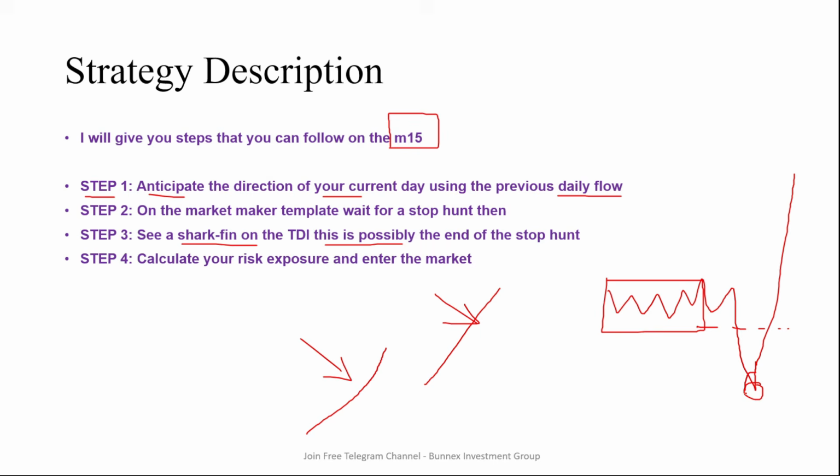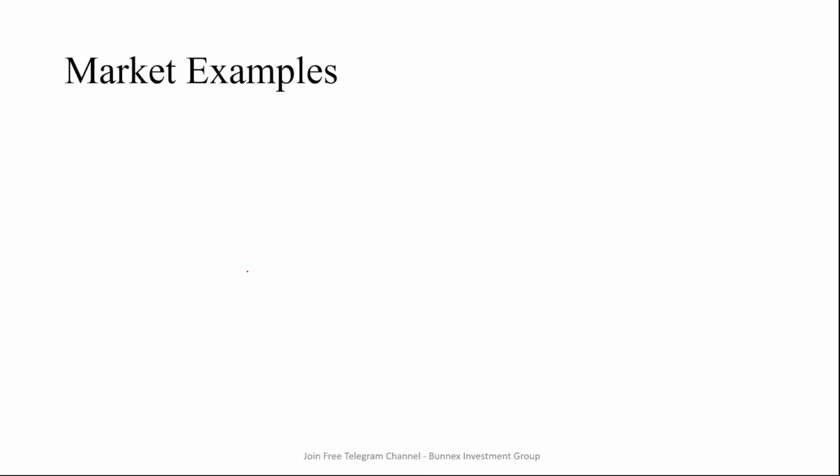How do we know that the stop hunt has ended? We can do so by observing a shark fin on the Traders Dynamic Index. Then, as always, calculate your risk exposure and enter the market. Right? I know that this is not something that is making sense on these particular slides. We can now jump over to the charts so that you will be able to comprehend everything clearly.